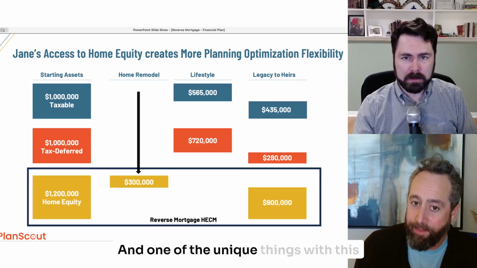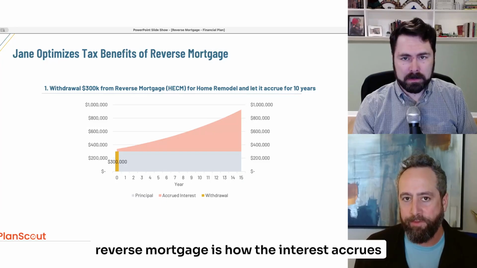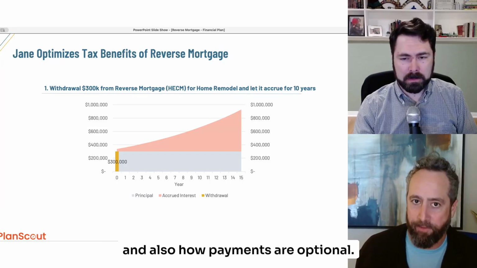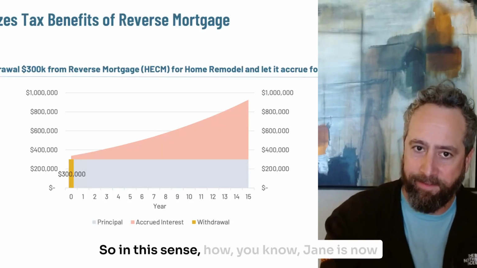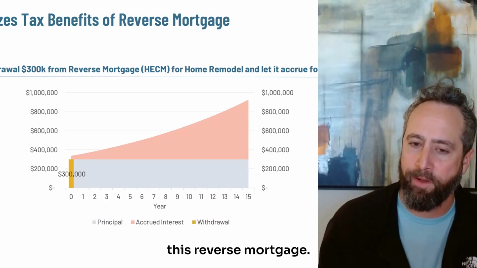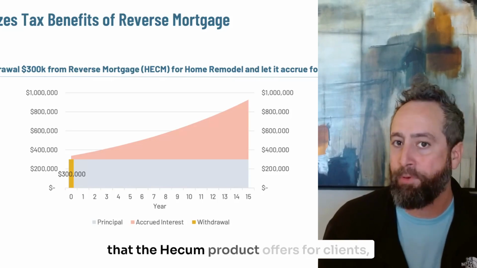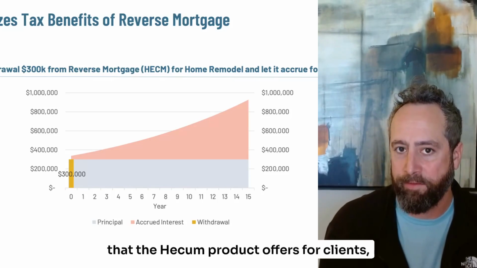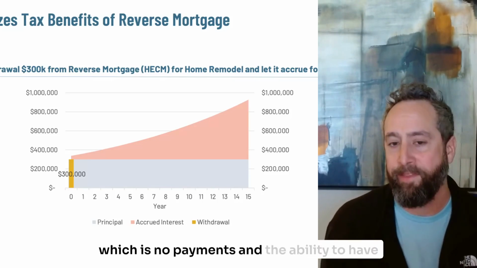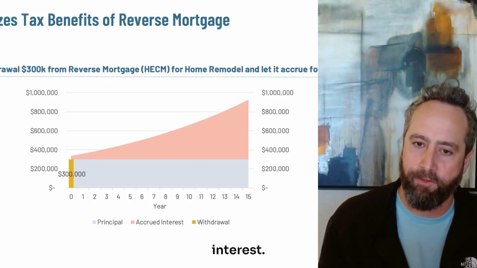And one of the unique things with this reverse mortgage is how the interest accrues and also how payments are optional. So in this sense, Jane is now going to try and optimize her tax benefits of this reverse mortgage. Here's where we see some unique things that the HECM product offers for clients, which is no payments and the ability to have some discretion on when to pay down accrued interest.